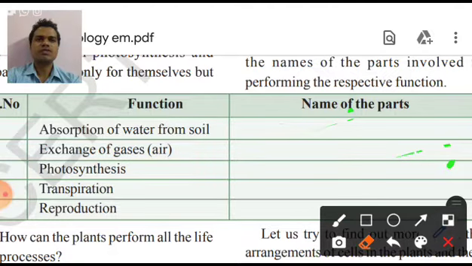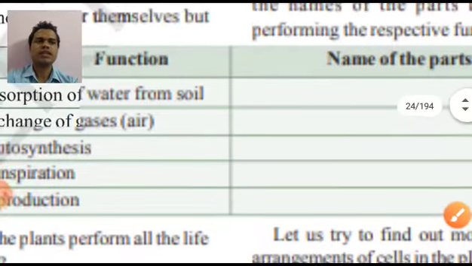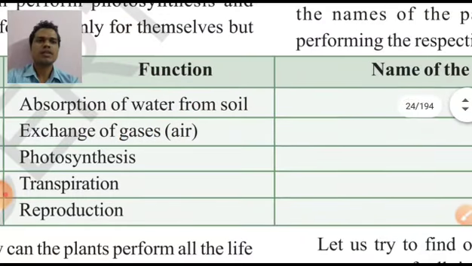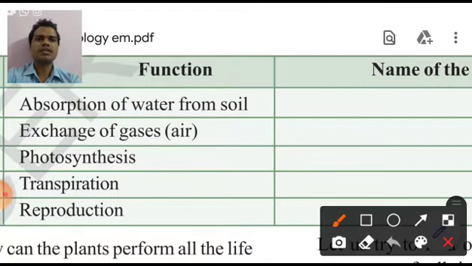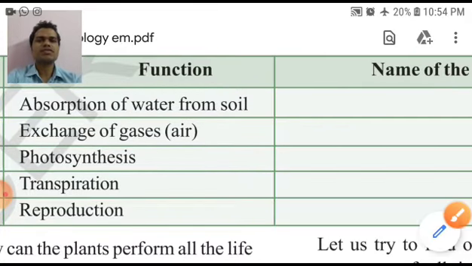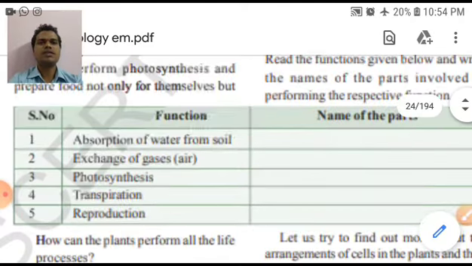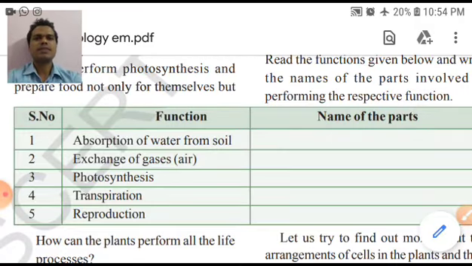The next one, photosynthesis. Photosynthesis will be done by the leaves. Next, transpiration is also done by the leaf, and reproduction is done by seeds or otherwise fruits. Now I request all of you to please write this table in your classwork, and you have to do it as homework.